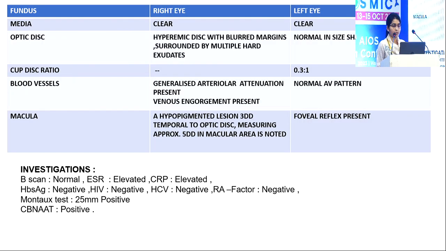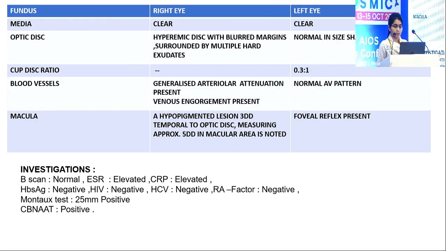On fundus examination, in right eye, media was clear. Optic disc was hyperemic with blurred margins surrounded by multiple hard exudates. Cup disc ratio could not be appreciated. Blood vessels, generalized arteriolar attenuation was present. Venous engorgement was present. Macula, a hypopigmented lesion, 3 disc diameters temporal to optic disc, measuring approximately 5 disc diameters in macular area is noted. Left eye fundus examination was within normal limit.